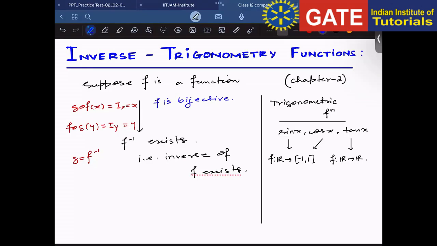Understood, no? So either the function is bijective, then we'll say f inverse exists. Bijective means what? When do we say a function is bijective? One-one and onto. Or else we need to verify the composition condition. Now we will keep this condition in mind: one-one and onto.